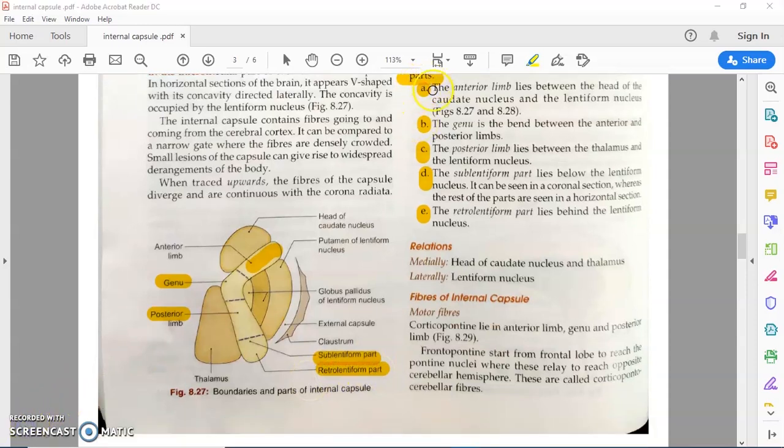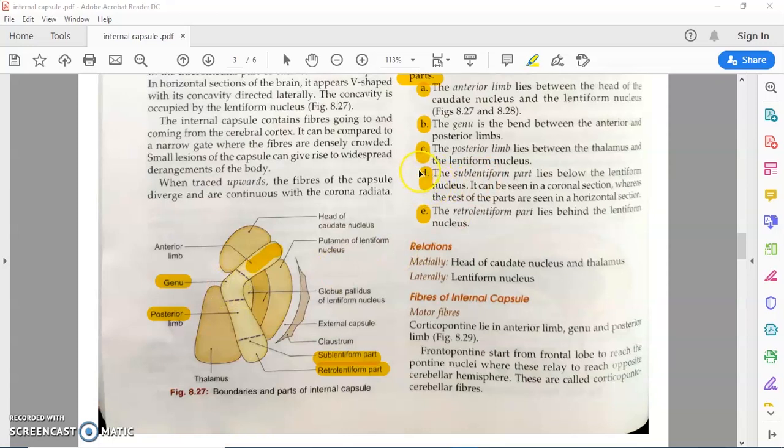Parts. The anterior limb lies between the caudate nucleus medially and the anterior part of the lentiform nucleus laterally. Second part, the posterior limb. The posterior limb lies between the thalamus medially and the posterior part of the lentiform nucleus on the lateral side. Third part, genu. The anterior and posterior limbs of the internal capsule meet at an angle. This angle is called the genu.